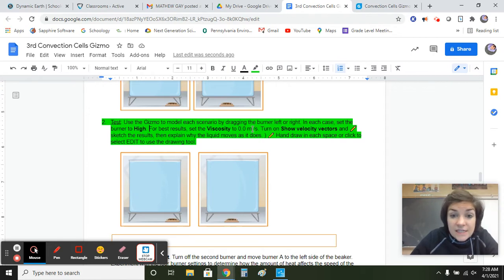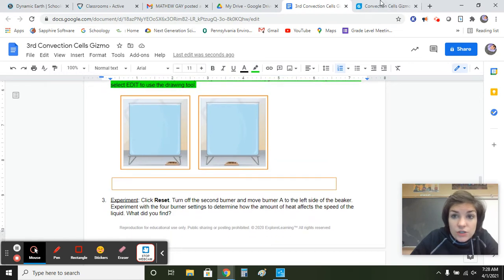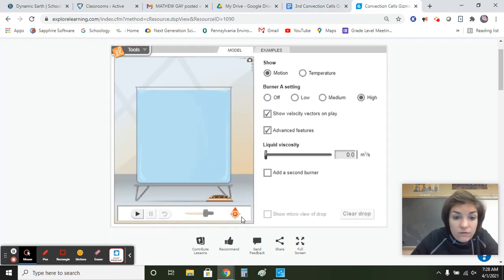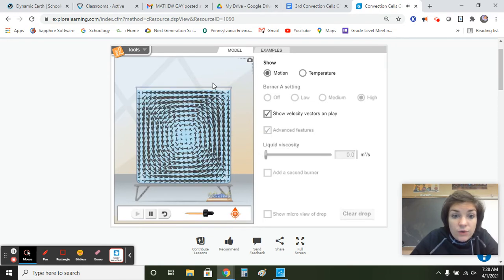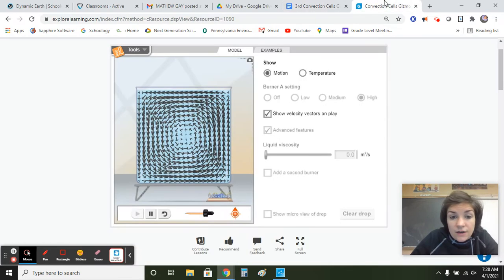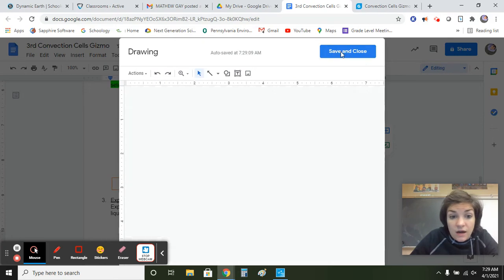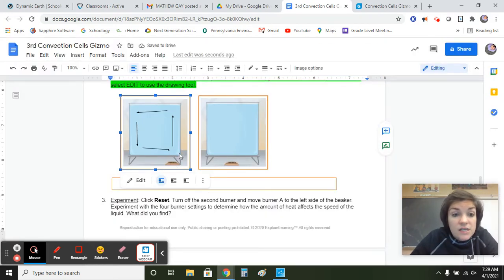But we are going to set the viscosity to 0. So make sure this is at 0. We are going to show the velocity vectors, so make sure you click that. Then you're going to move the burner. We're going to grab and slide it over, and we're going to push play. You are going to draw on here the direction that these arrows are flowing. It goes up where the burner is, just like we've talked about. So it goes up, it goes over, goes down, goes across. That's what we would expect. Wherever it's hot, it's going to rise.